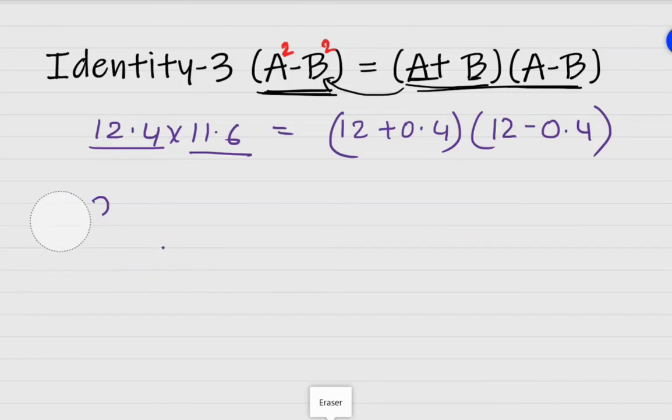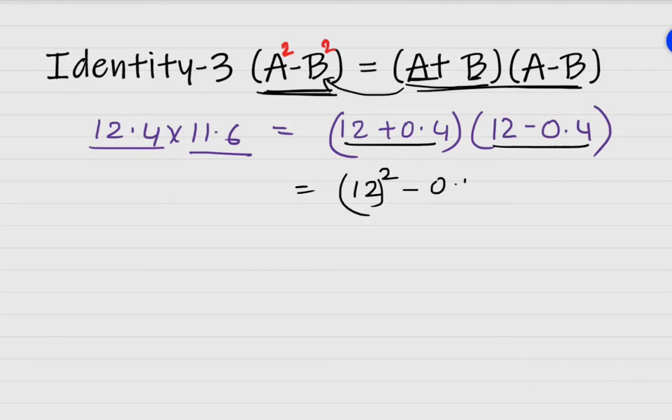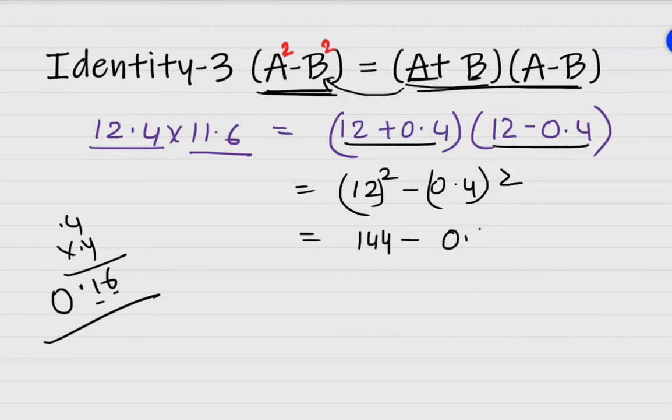Okay, so now you have seen that you have changed this into a plus b into a minus b. Now what is a plus b into a minus b? A plus b into a minus b is nothing but a square minus b square. What is your a here? Your a is 12. So 12 square minus 0.4 whole square. Okay, you know the value of 12 square, that is 144, minus 0.4 square. 4 into 4 will give you 16, but you have point. So after two places you have to put decimal. So it will be 0.16.